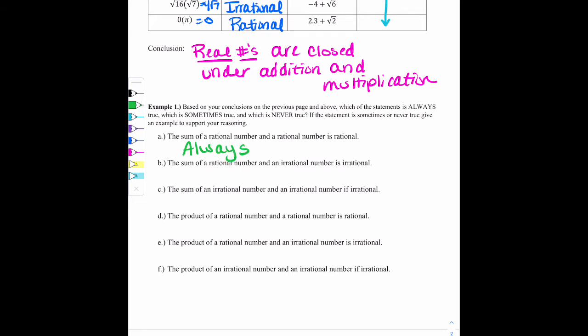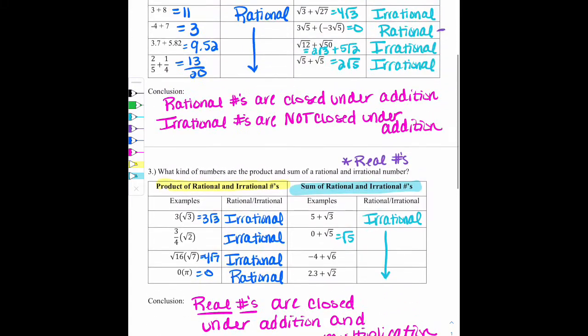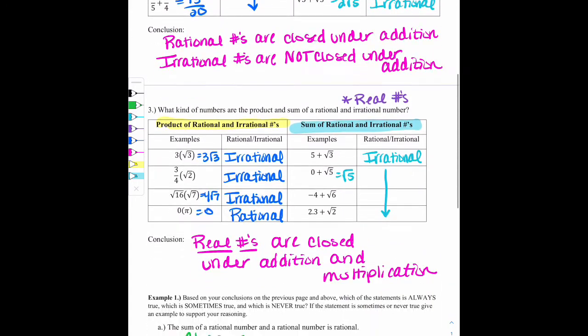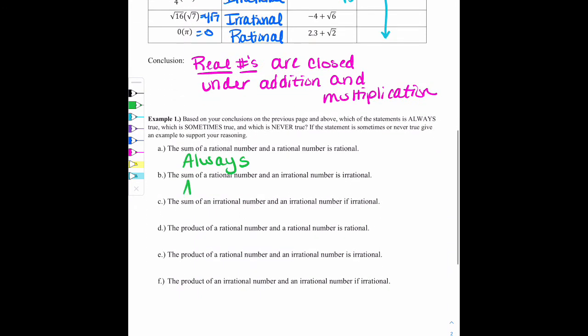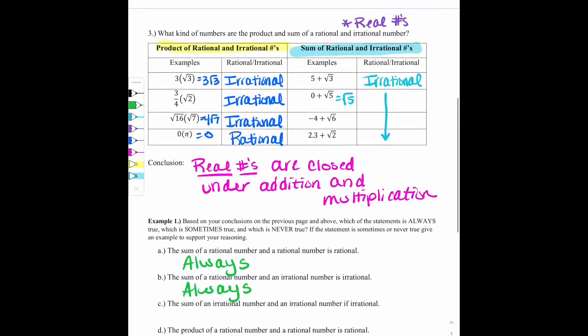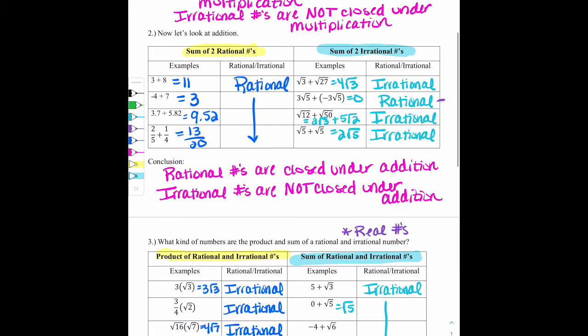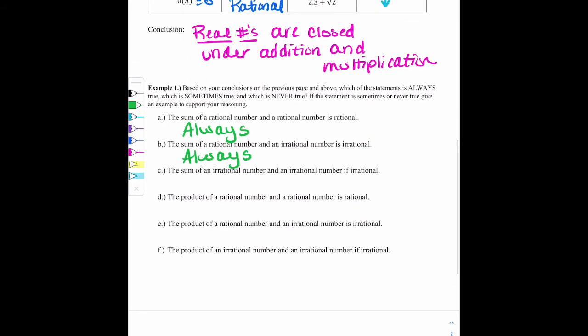In B, the sum of a rational number and an irrational number is irrational. So if we really want to go back and check it out, a sum of rational and irrational is always irrational. That's this table here on the right in number 3. So the answer to that is always. In C, the sum of an irrational number and an irrational number is irrational. So 2 irrationals added up. So if we go here, we remember I had the one exception that was rational. So this is going to be sometimes true.